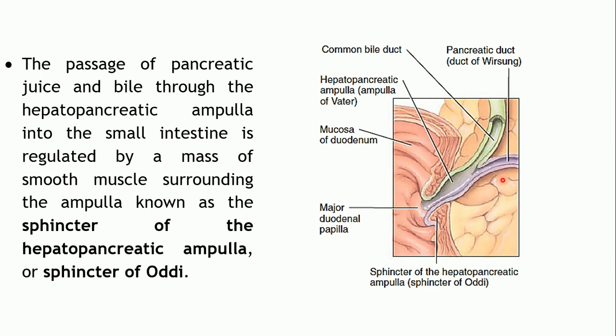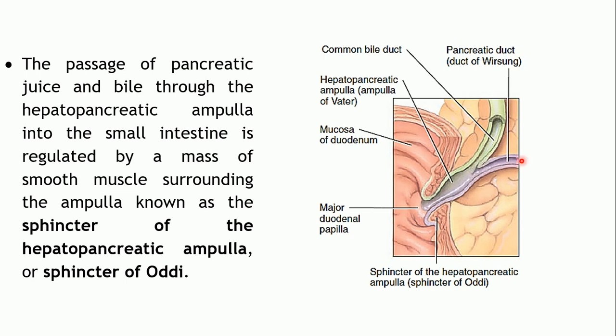Now, whatever secretions are brought by this hepatopancreatic ampulla, both the pancreatic juice as well as the bile, together will enter into the duodenum through this particular opening in the major duodenal papilla. Now at this opening lies a sphincter known as sphincter of hepatopancreatic ampulla, or it is also known as sphincter of Oddi. Now what is the function of this sphincter? It is regulating the flow of bile as well as pancreatic juices into the duodenum.